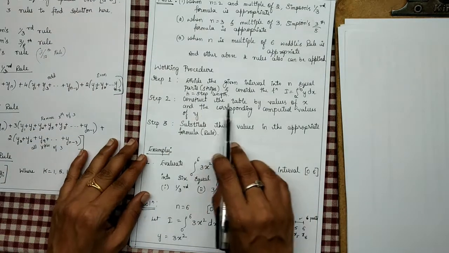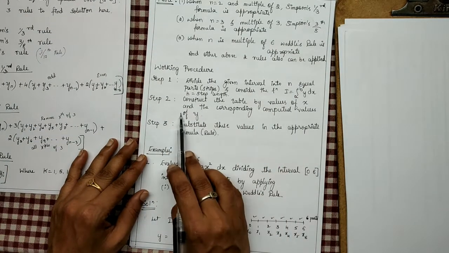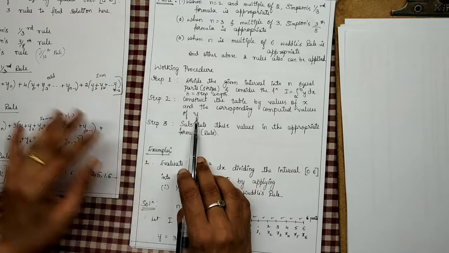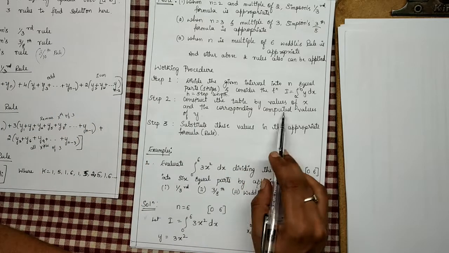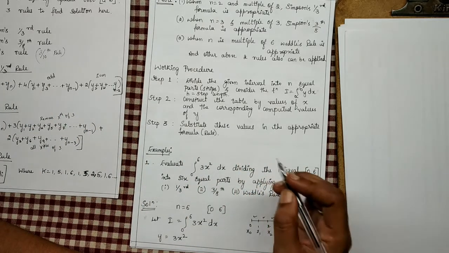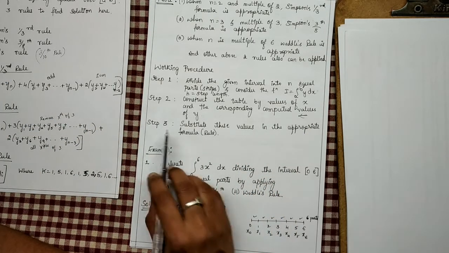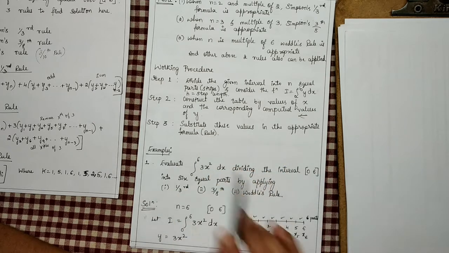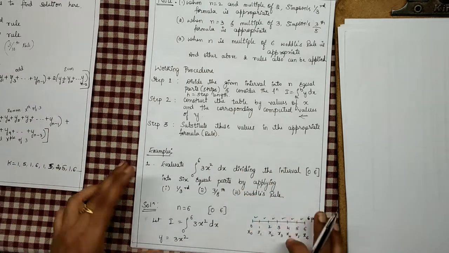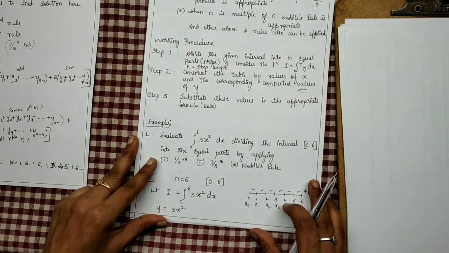Now, step 2. Construct the table of values of x and the corresponding computed values of y. For some problems I have constructed it directly, substituting the values into the appropriate formula itself. This is optional. Now, step 3. Substitute these values in the appropriate formula or rule. That's all. Now let us see some examples under numerical integration.